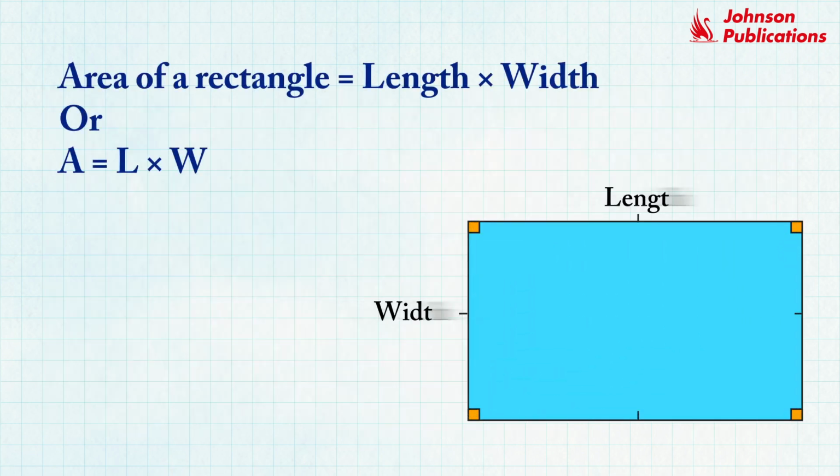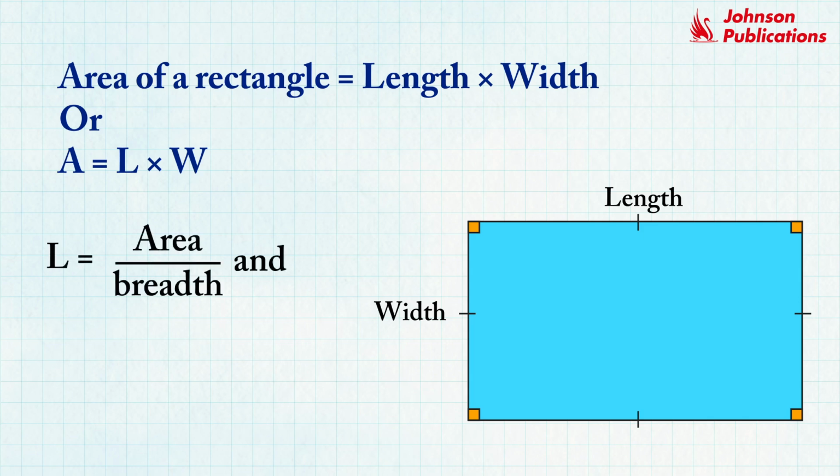The area of the rectangle is equal to length times width. From this, we can also say that length can be found by dividing area by width or vice versa. Let us solve a problem.